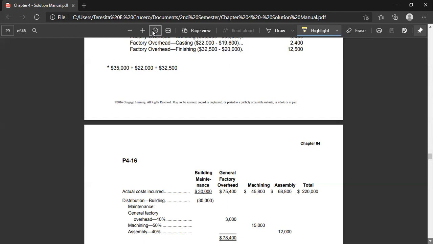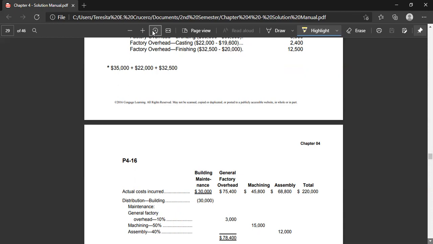Now, Rockford Company has four departmental accounts: building maintenance, general factory overhead, machining, and assembly. The direct labor hour method is used to apply factory overhead to the jobs being worked on in machining and assembly. The company expects each production department to use 30,000 direct labor hours during the year. The estimated overhead rates for the year include those for machining and for assembly.